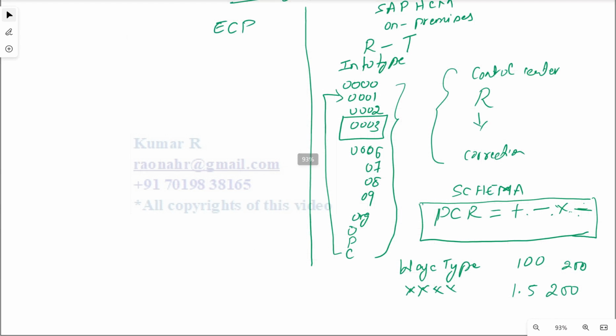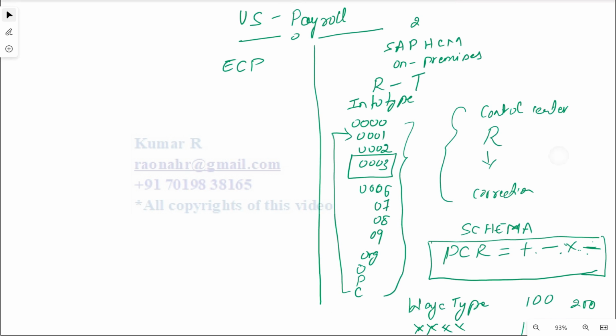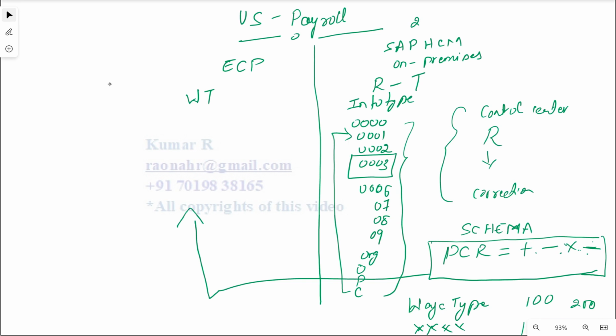This works based on their local system. On-premises means this application should be installed in their local system, and all maintenance and any patch updates are done by the customer side only. This is not taken care of by SAP. When you come to the ECP, whatever basic information we create, like wage type creation, and the basic configuration about these PCR calculations, we have to redo in the ECP also.